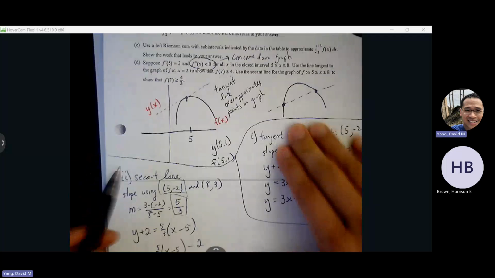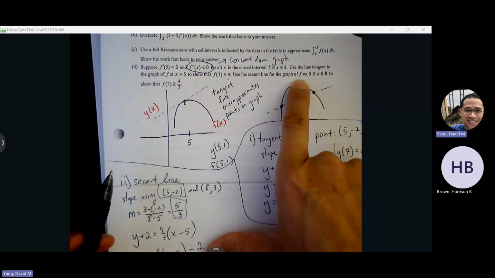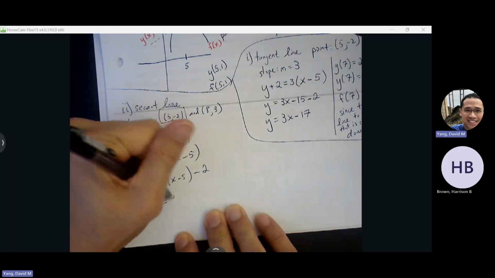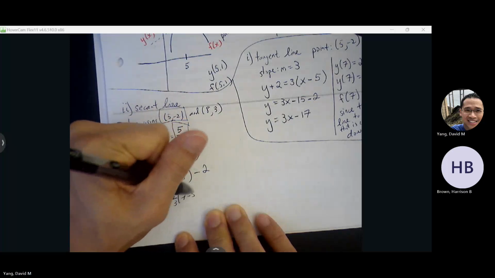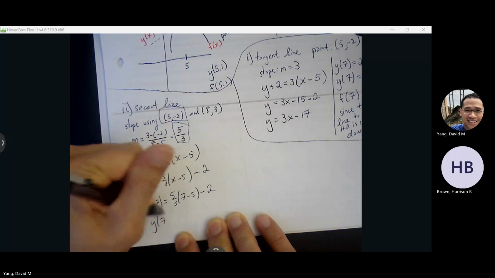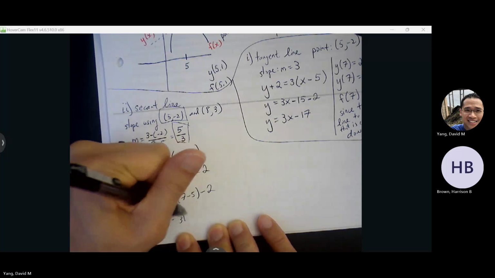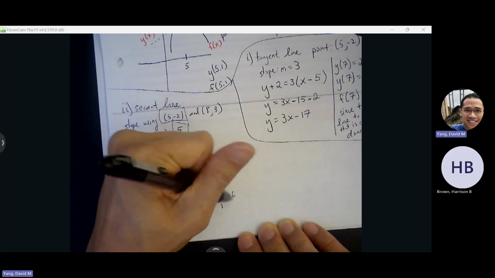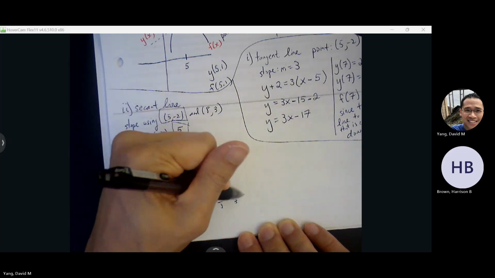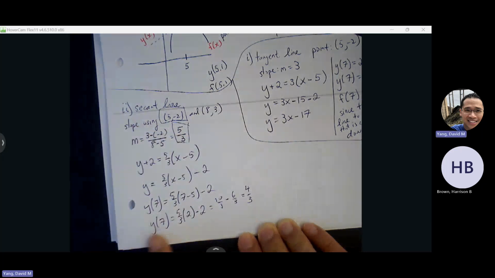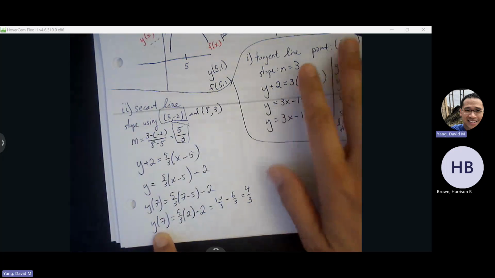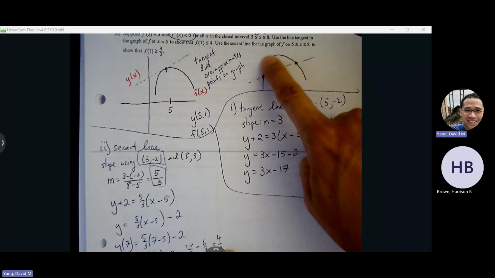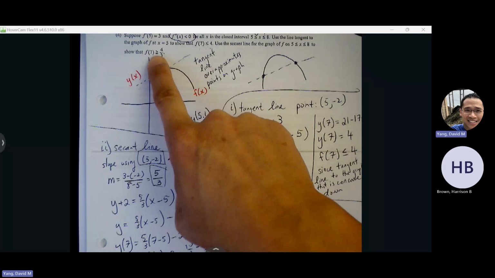So if I plug 7 into the secant line equation, let's see what we get. I get 10/3 minus 6/3, which is 4/3. And because my secant line is giving me a y value of 4/3, there's no choice but for the curve to experience a y value greater than 4/3.